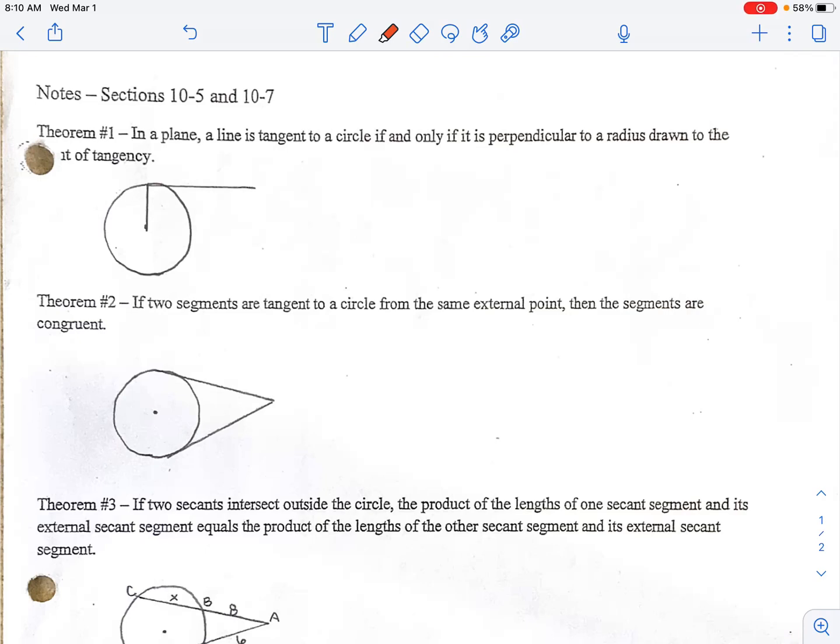Today we're going to talk about different types of theorems involving different types of segments that interact with circles. For these theorems, you'll never have to memorize them. You're just going to be able to look at a reference sheet and know which one to utilize when, because there are lots of different ways to solve each problem.